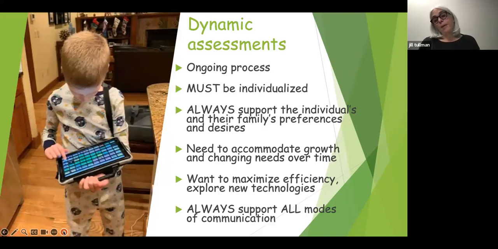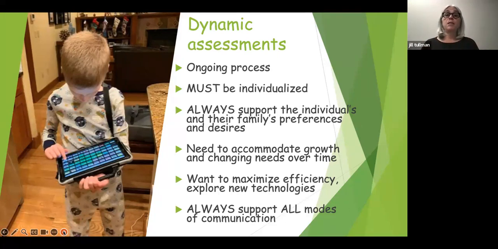So how we go about this is through dynamic assessments, and they can be informal or formalized processes. Dynamic assessments are always ongoing. They must be individualized. We have to support the individual and their family's preferences and desires. You know, this is just me.